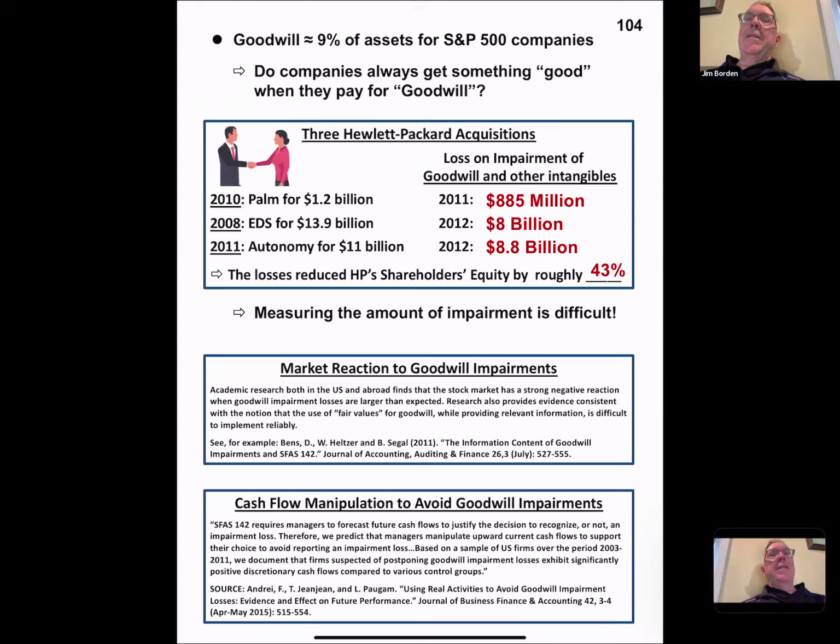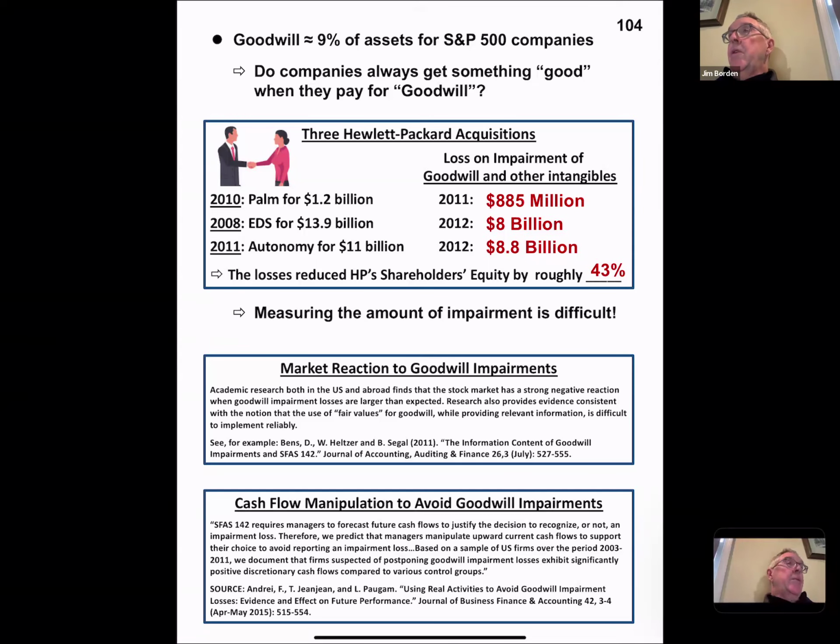So maybe if they had estimated, look, they're probably going to write off half that amount, 600 million, they've built that into the stock price. And they find out it's almost 900 million. That may cause the market to react even more negatively. Okay. That's the first thing. So markets don't react well to goodwill impairments, particularly if it's larger than they expected.